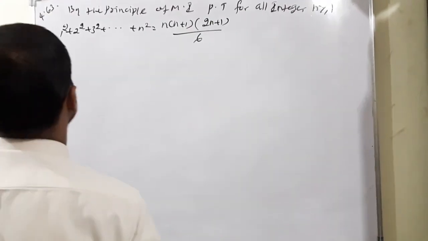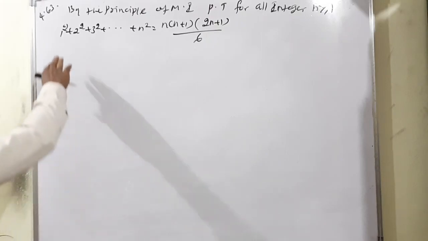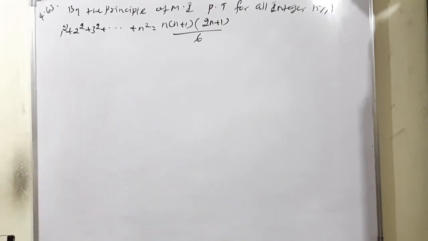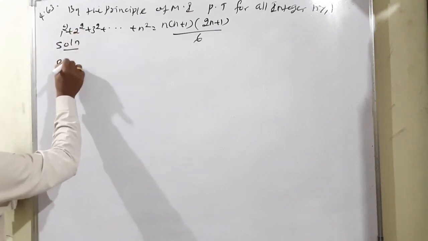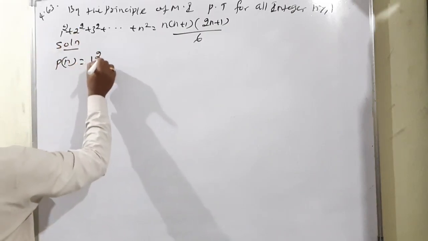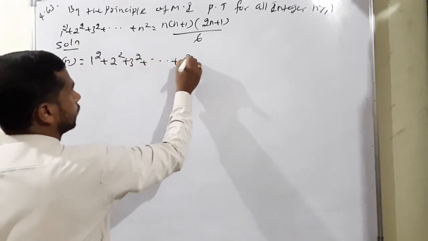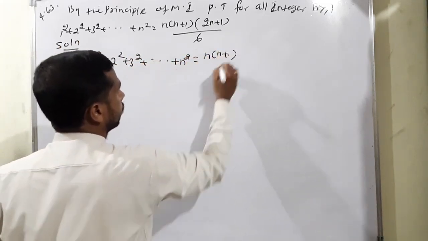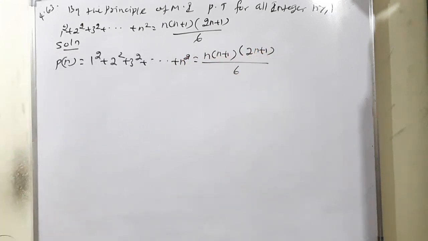Moving to example 4.63. By the principle of mathematical induction, prove that for all integers n greater than or equal to 1, 1 square plus 2 square plus 3 square plus dot dot dot plus n square is equal to n into n plus 1 into 2n plus 1 over 6. Solution: first we have to consider P of n is equal to 1 square plus 2 square plus 3 square plus dot dot dot plus n square is equal to n into n plus 1 into 2n plus 1, the whole divided by 6.